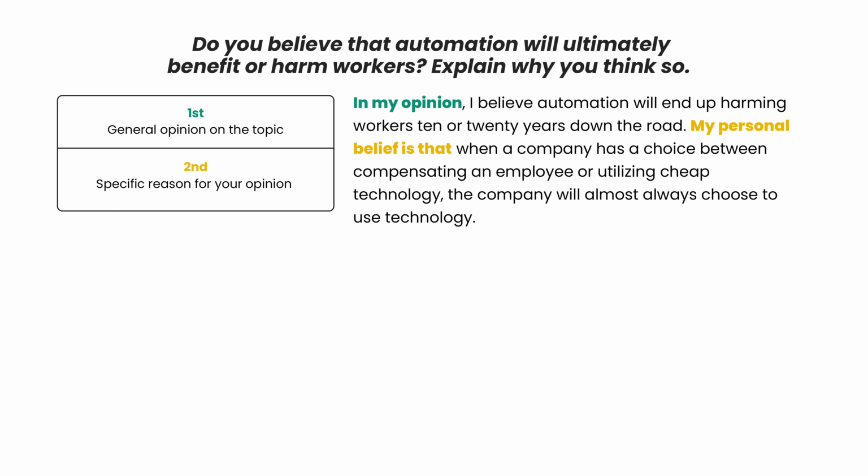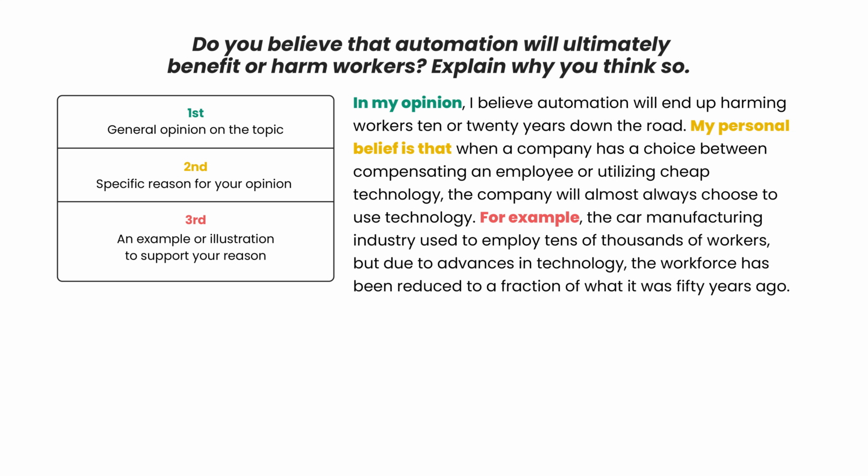So that's the second thing. You give your opinion, you give a specific reason. What do you do next? Well, then you give an example to help explain your reason. Really short, just one sentence. For example, the car manufacturing industry used to employ tens of thousands of workers, but due to advances in technology, the workforce has been reduced to a fraction of what it was 50 years ago.